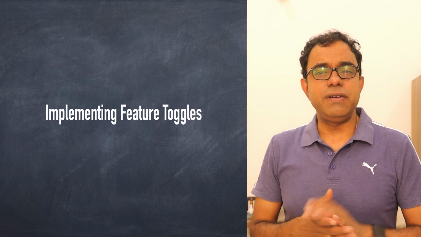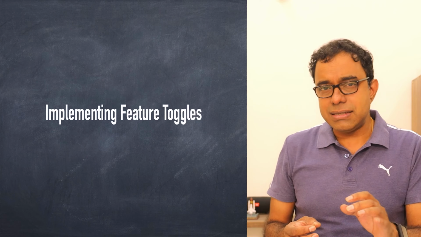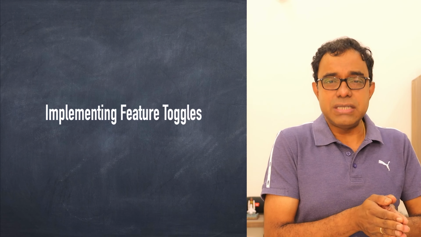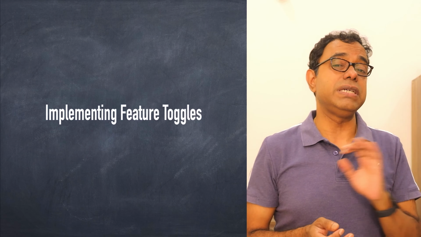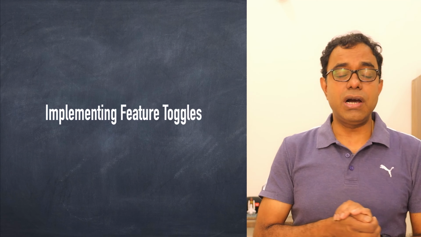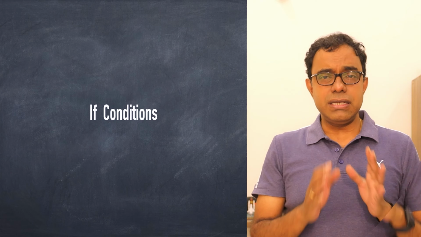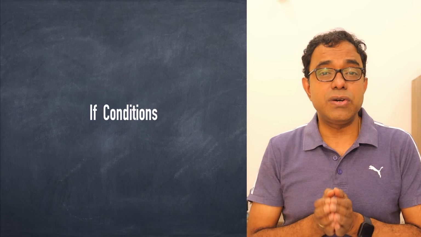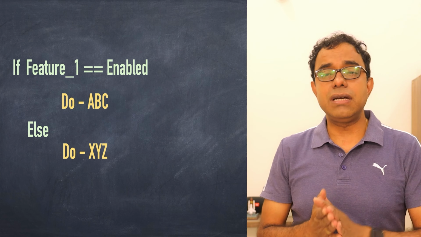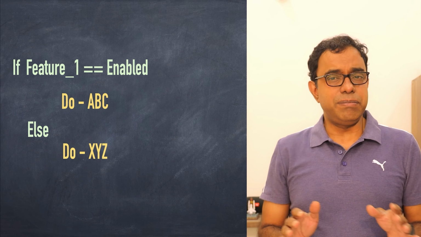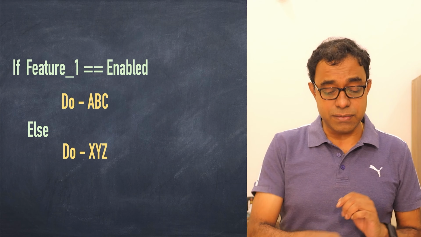Now, how to implement feature toggles? By this time, you understood what trunk-based development is and how feature toggles or feature flags enable trunk-based development. Let's talk about how to implement feature toggles. The simplest way of implementing feature toggles is if conditions. So if this feature is enabled, do this, otherwise do that. Simple, okay? This is the simplest way of doing this.